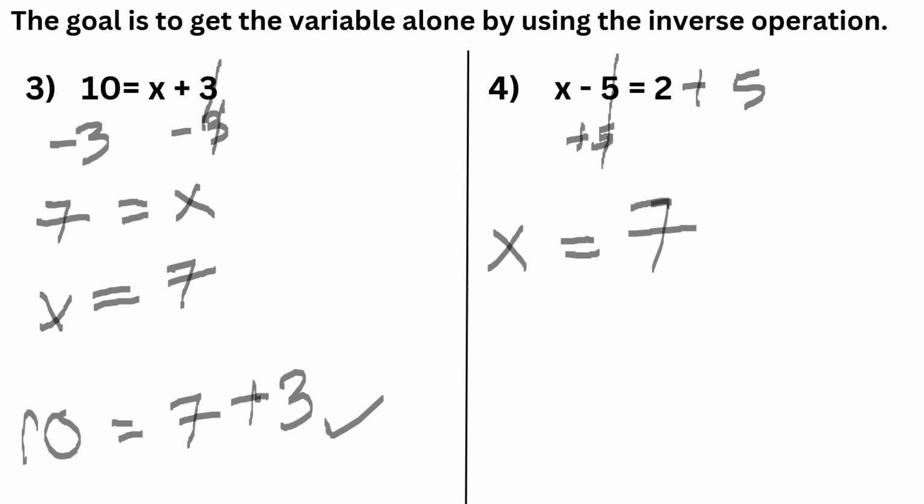Remember, always check your answer. So now x is 7. 7 take away 5 is 2. So we are correct. Now this can be done mentally, but it's also important that you learn the steps just in case you move to a higher level of working on equations. I'm sure we now understand how to solve one-step equations.